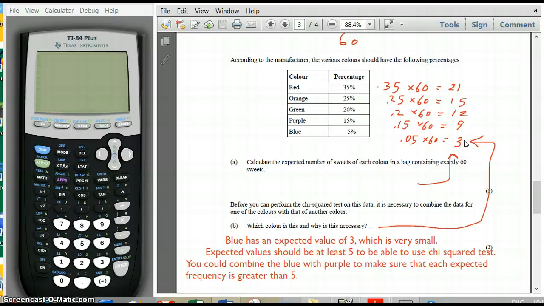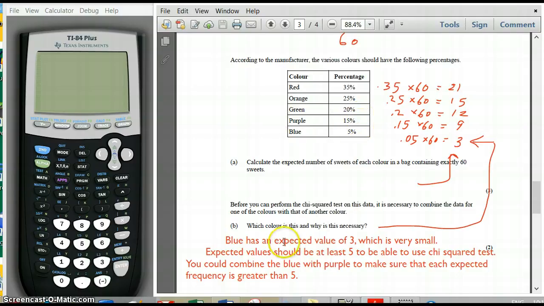So it says, do we need to combine any of the colors together? And yes, we do, because for blue, the expected frequency is 3, it's too small. We need to combine it with one of the other colors. It could be any color, but maybe what you do is combine it with the color that is the second smallest, which would be purple.